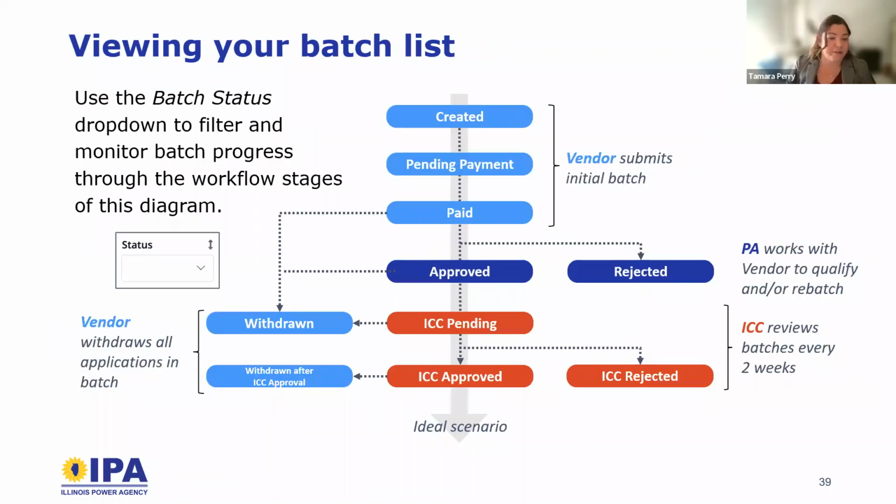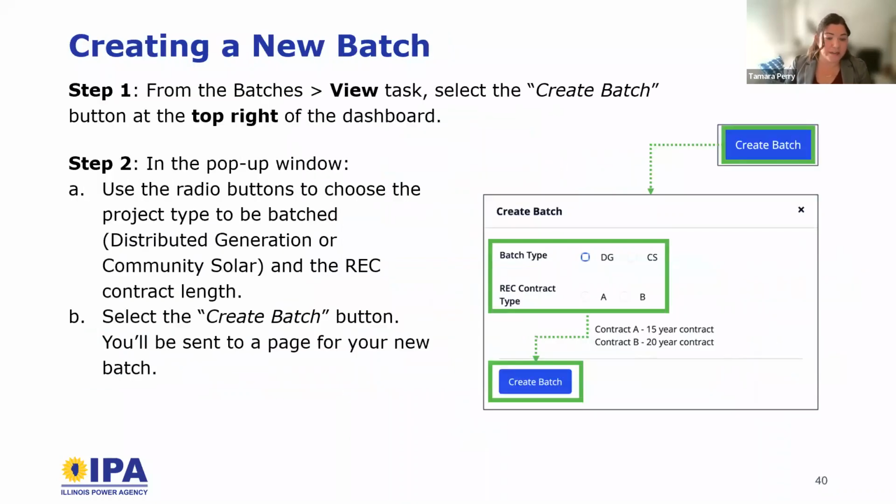So this is just a quick view of all of the statuses you might see when you create and submit a batch. You can use the batch status drop-down filter on that last screen to monitor your batch progress throughout any of these workflow stages. And the ideal workflow is the steps you see at the center of the screen. So created, pending payment, paid, and then approved. I'll just pause here for a second.